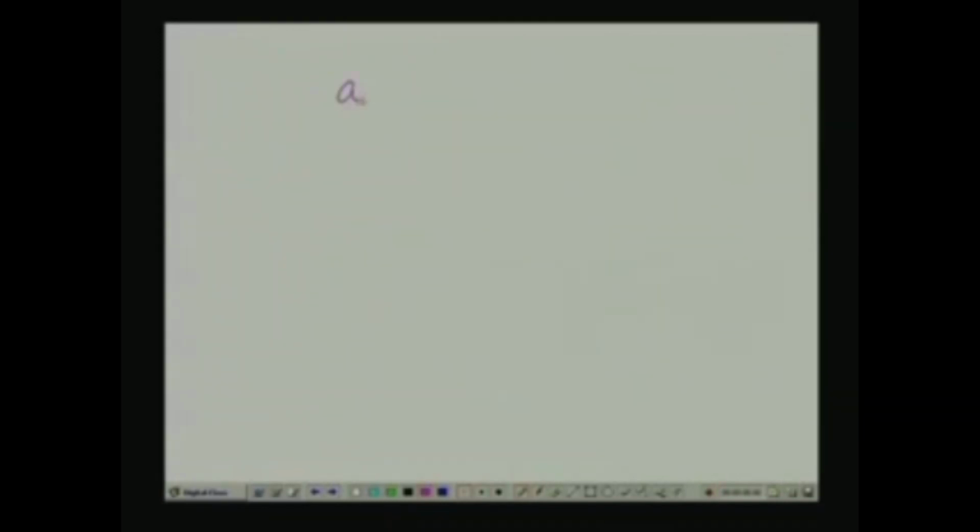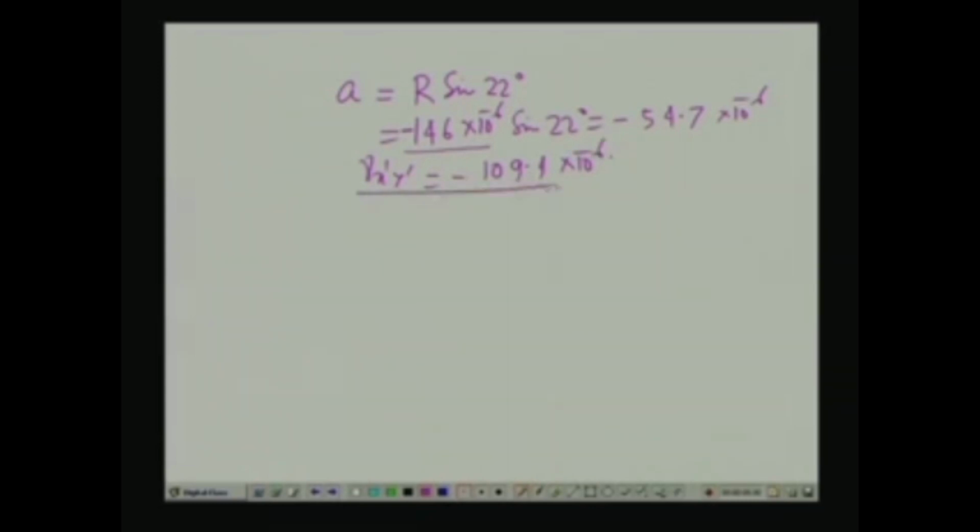Now, A is equal to r sin 22 degrees, which is equal to 146 into 10 to the power minus 6 into sin 22 degrees, and this gives us a value of minus 54.7 into 10 to the power minus 6. I am writing this as a minus because it is in the negative direction. So, gamma x dash y dash, in fact the shearing strain, is twice of this. So, minus 109.4 into 10 to the power minus 6 is the shearing strain.